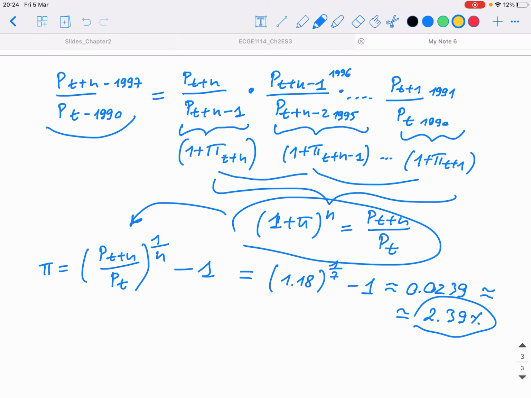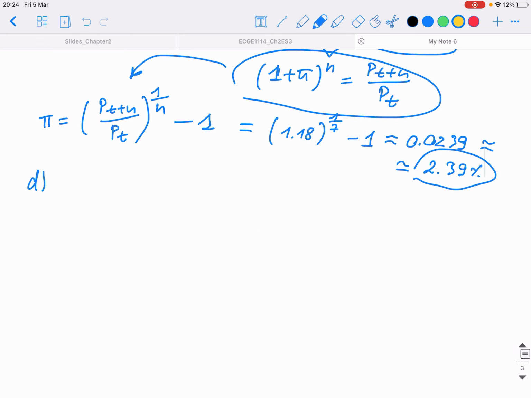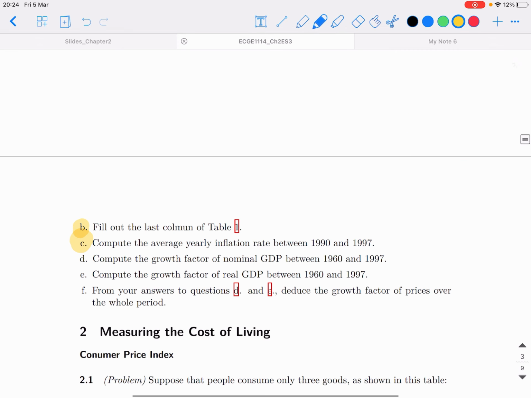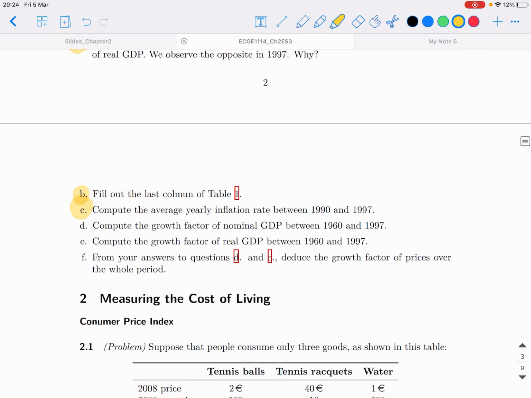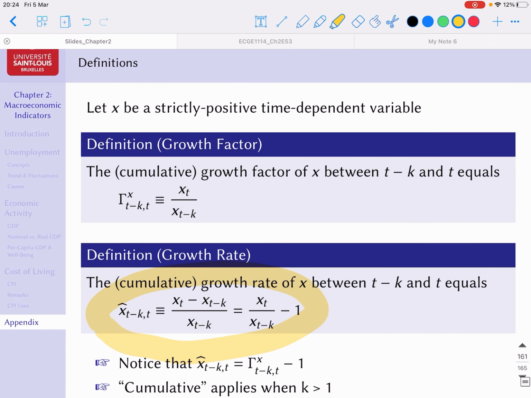Okay, that maybe was the most challenging part, but here you just need to know how to take the arithmetic average. And then in point D, we have to compute the growth factor of nominal GDP between 1960 and 1997. And so that's very easy. For this, you just need to know what the growth factor is, and at the end of the slides on chapter 2, you have the formula for growth factor. So we are just going to apply this formula.